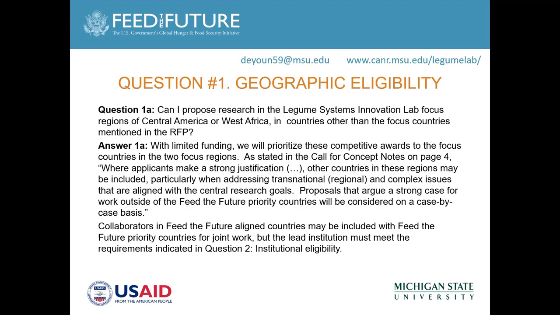As stated in the call for concept notes on page 4, quote, where applicants make a strong justification, other countries in these regions may be included, particularly when addressing transnational, regional, or complex issues that are aligned with the central research goals. Proposals that argue a strong case for work outside of the Feed the Future priority countries will be considered on a case-by-case basis, end quotes. Collaborators in Feed the Future aligned countries may be included with Feed the Future priority countries for joint work, but the lead institution must meet the requirements indicated in the following question number 2 on institutional eligibility.